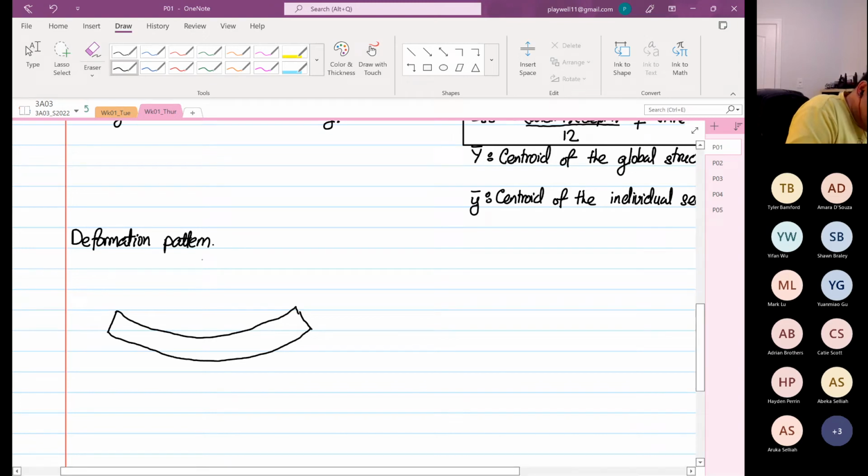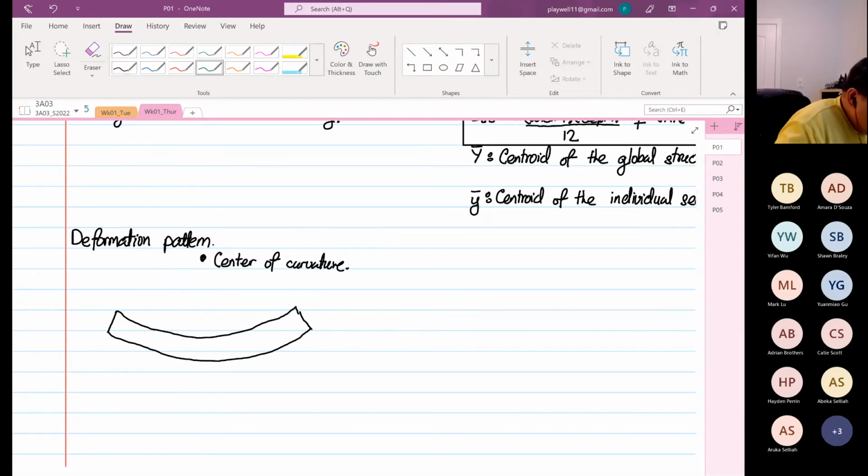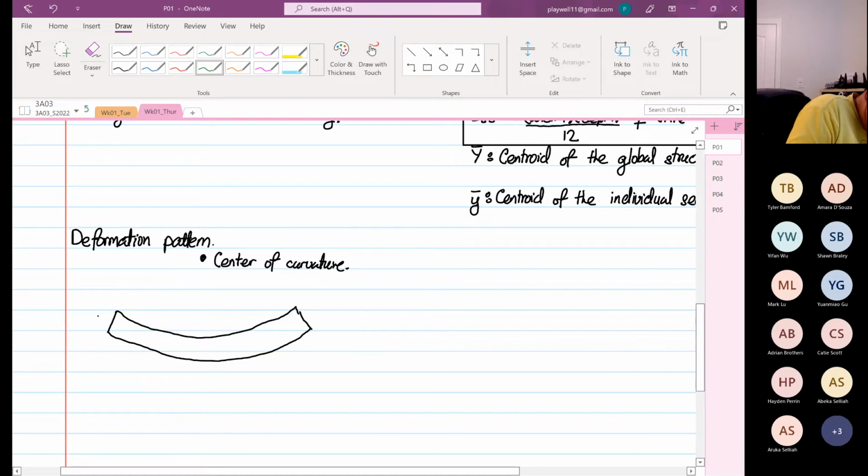Down here, I'm going to pick a point over here. And this point represents the center of curvature. The point that I pick is known as the center of curvature. And I'm going to sketch a line in green. And this represents the centroid.